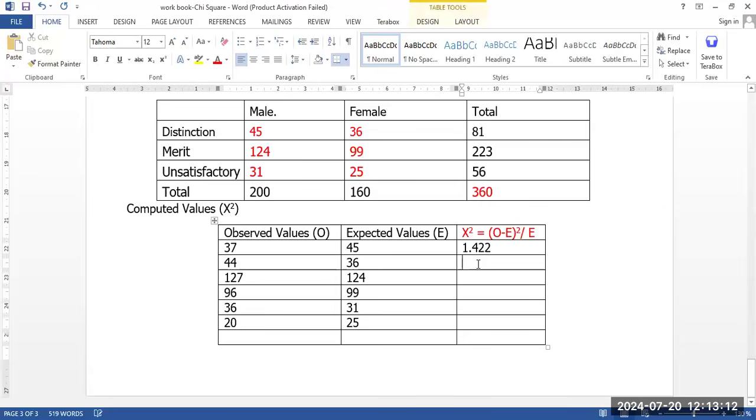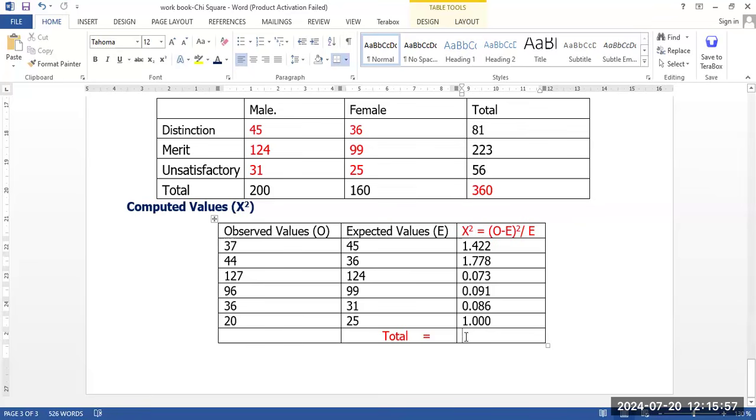Then the next one. Next figure, please. 1.778. 1.7777. So it is 1.778. Then 5.17. All right. So this is our computed value.